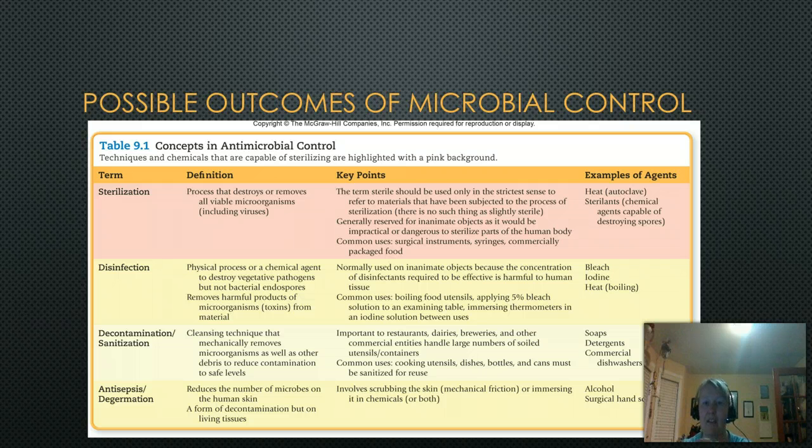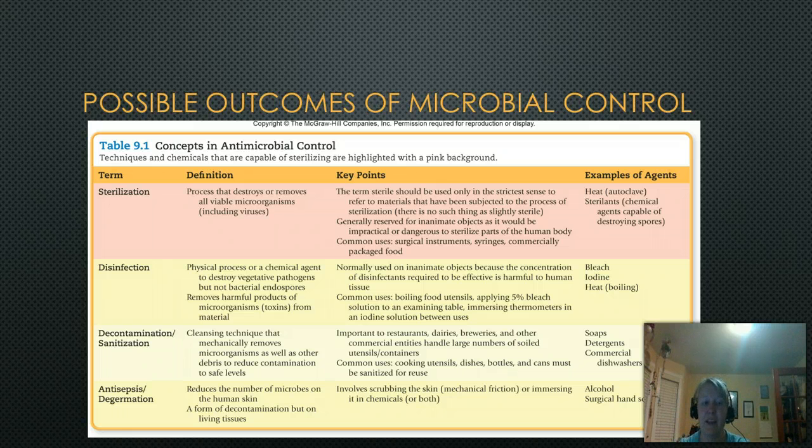So that leads us to three other types of outcomes for microbial control. We have disinfection, and this is where we use a chemical agent to remove vegetative cells from some kind of inanimate object. We can usually also remove microorganisms or toxins from them or anything else, but the big thing is that usually spores are not captured through a disinfection process. So when you're wiping something down with bleach, this is an example of disinfection.